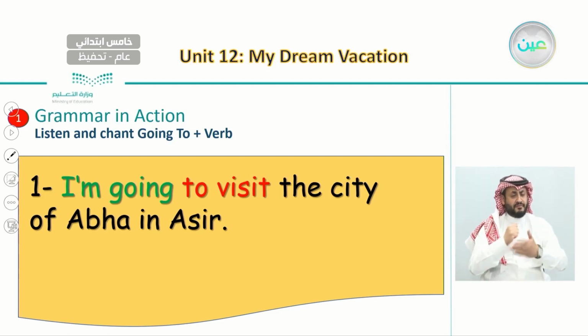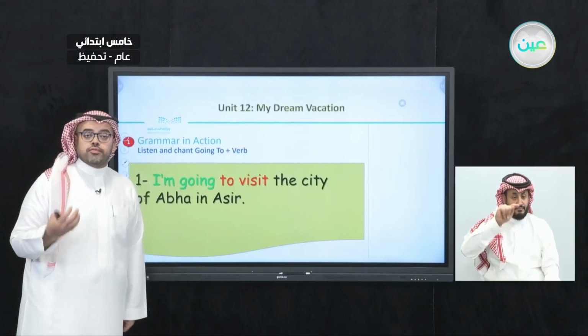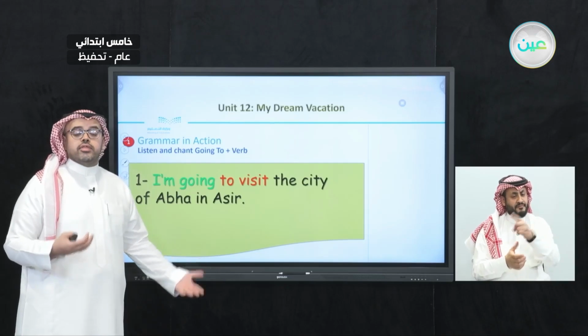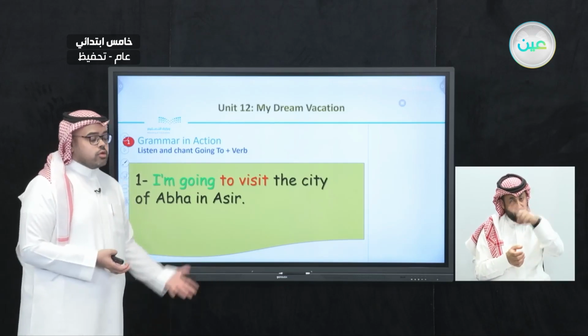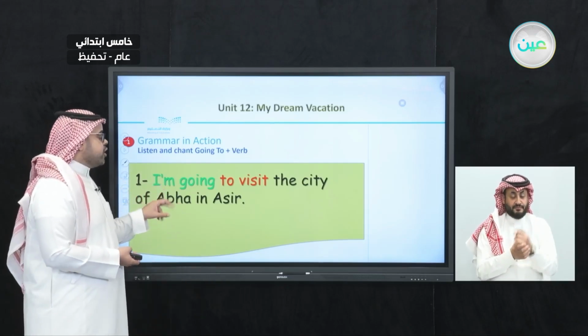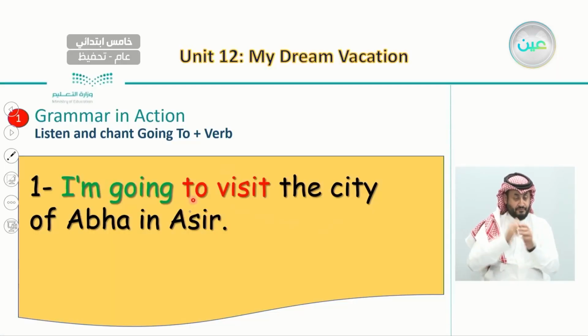So here, as you can see, for the first sentence, we use going to. And by using going to, we are referring to something that we want to do. So we start always with I am going to, and after using going to, we will add a verb, any verb that we would like. I am going to visit the city of Abha in Asir.